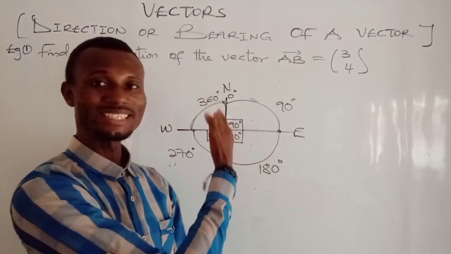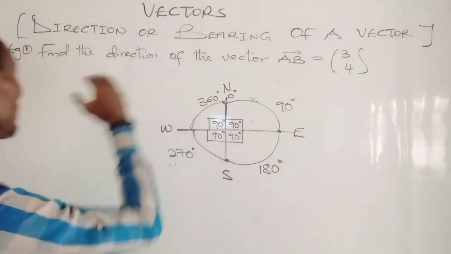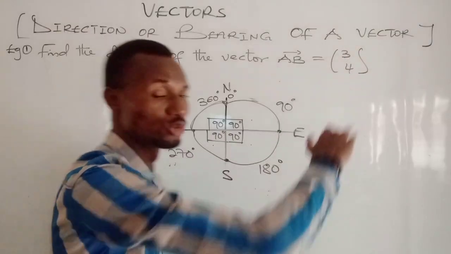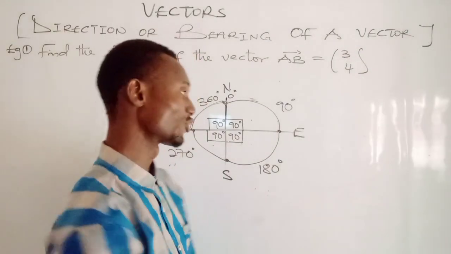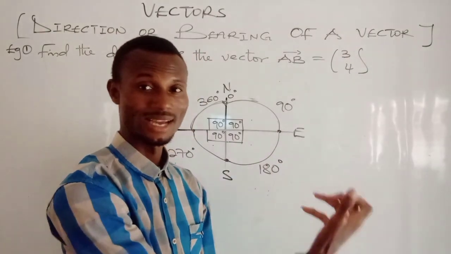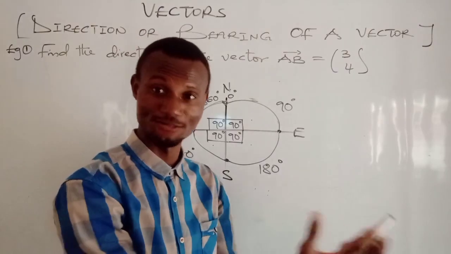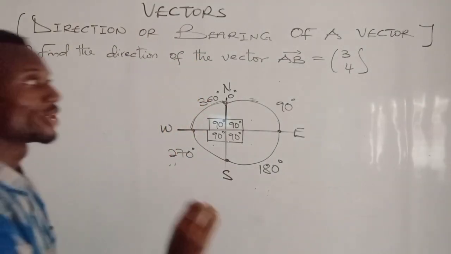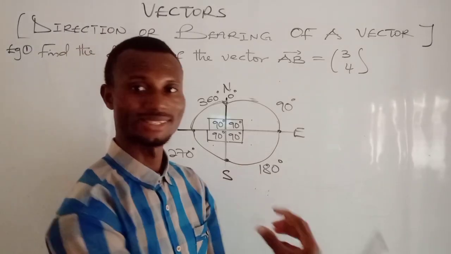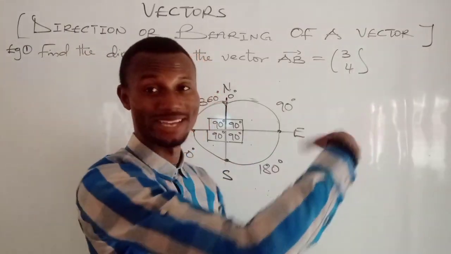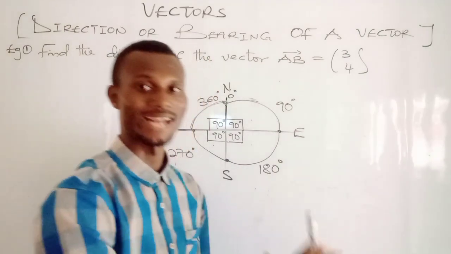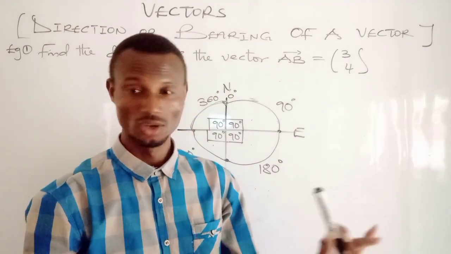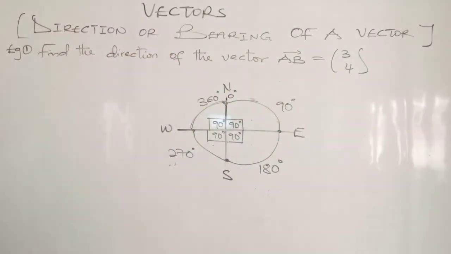Now the first question that I have on the board, example 1, says find the direction of the vector AB equals 3, 4. So I'm going to use that as an example to explain it further to you. First of all, we are going to plot this component of the vector AB on a cardinal point. And I'm going to show you. It's very simple.